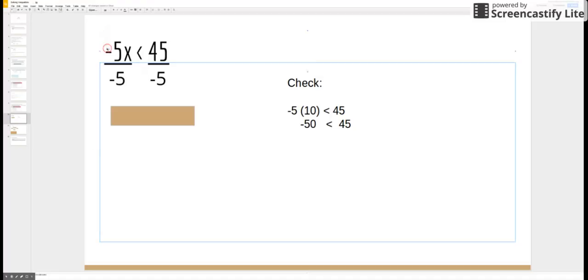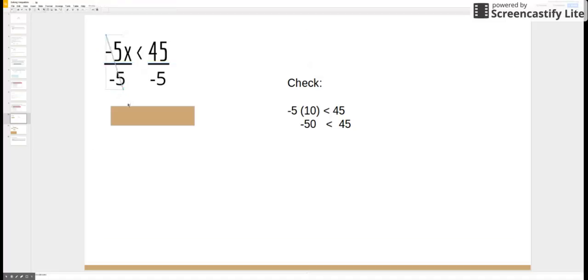Negative 5 over negative 5, those two cancel out, and you're just left with x on the left. This inequality symbol needs to flip because you're dividing both sides by negative 5, and 45 divided by negative 5 is positive 9. And then you can check your work. So just plug in any number that's greater than 9 for x. I'm going to plug in 10. Negative 5 times 10 is less than 45. And let's check. Negative 50 is less than 45.